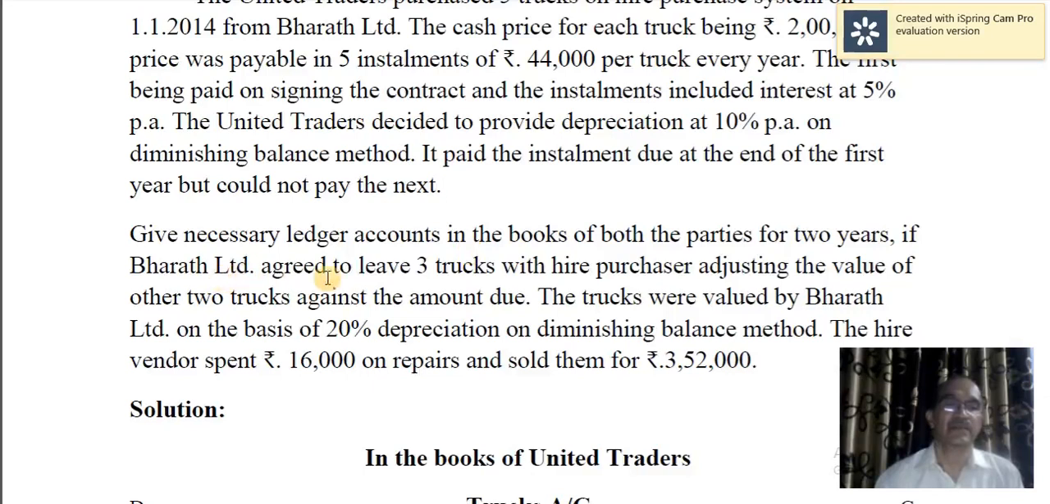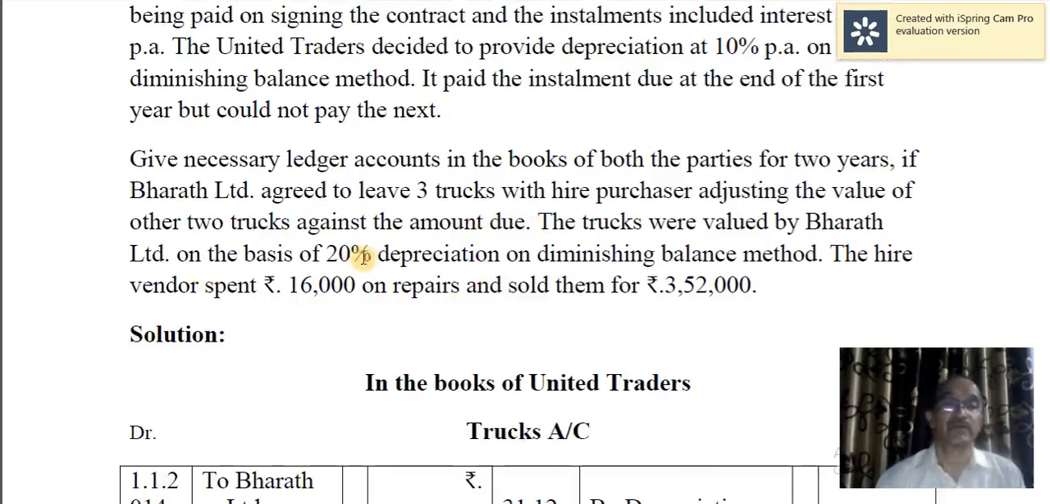Bharat Limited agreed to leave 3 trucks with the hire purchaser, adjusting the value of other 2 trucks against the amount due. The trucks were valued by Bharat Limited on 20% depreciation on diminishing balance method. Normal depreciation is 10%, whereas when 2 trucks were repossessed, they were valued at a depreciation of 20%. The hire vendor spent 16,000 on repairs and sold them for 3,52,000.